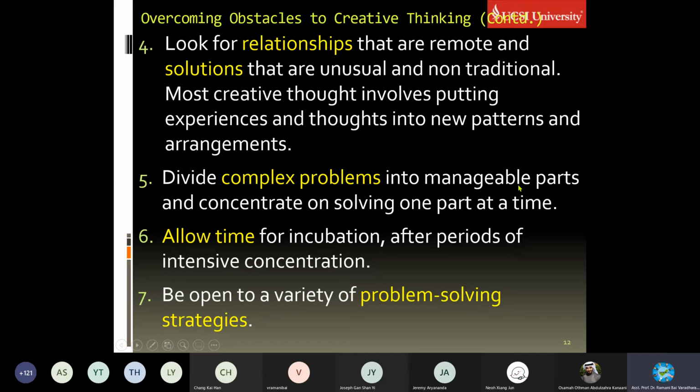Divide a complex problem into manageable parts and concentrate on solving one part at a time. It is also applicable to your life. All students, in week 12, you will have a number of courseworks to do, right? Courseworks, assessments, projects, submission deadlines. Don't think that you have 10 assessments to do. Immediately think that there is one assessment to do. Start doing one assessment. When you finish, you're free, your burden is already a little reduced, and then do one after another, portion by portion.